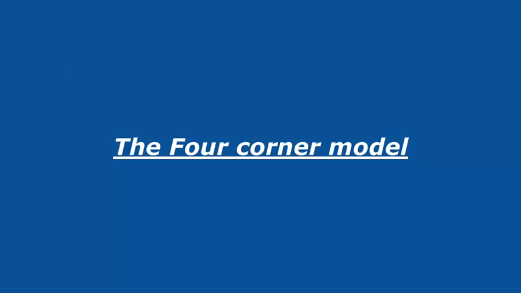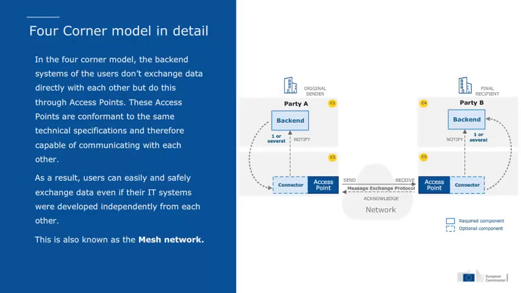Let us begin by first introducing the concept of the four-corner model. So this is an overview of the four-corner model. It is called so because in the four-corner model, the back-end systems of the users don't exchange data directly with each other, but through the use of an access point. Note that Domibus is an access point implementation made by the EU. These access points are conformant to the same technical specifications and therefore capable of communicating with each other.